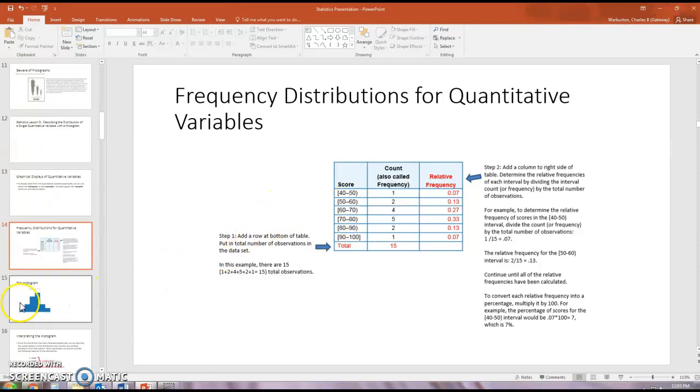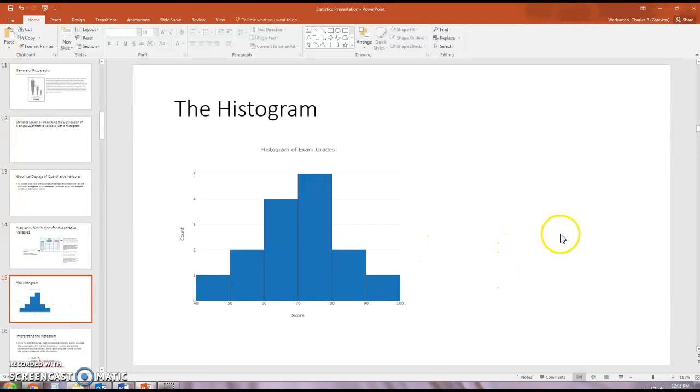Once we have our frequency distribution, we can then create our visualization with what we call a histogram. A histogram looks a lot like a bar graph, but this is not a categorical variable. This is a quantitative variable. So a histogram is the visual representation of our frequency distribution. Notice that our bars touch here. That represents the values between 40 and 50. There's one of those between 50 and 60. 2 of those, so we have the count on the y-axis and then the range of scores on the x-axis.